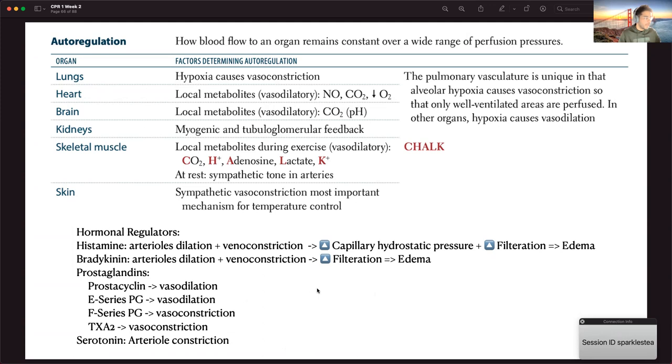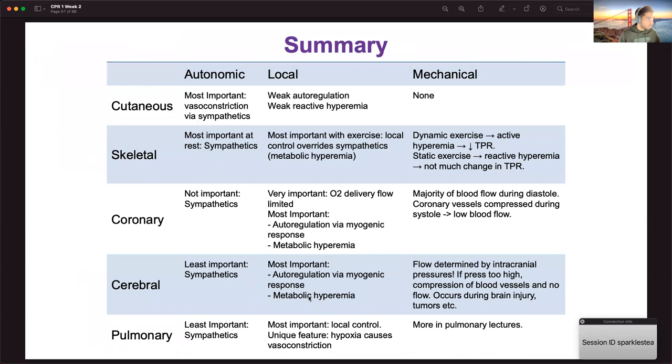Here's a summary of both the autonomic and the local and the mechanical regulators. This one was a straight up memorization thing. Once again, don't ignore this DLA. They did have stuff on microcirculation as well as autonomics having a big impact on the brain as well as the pulmonary system. Most of it was on skeletal. They really like exercise for some reason, something that I get very less of, but still.